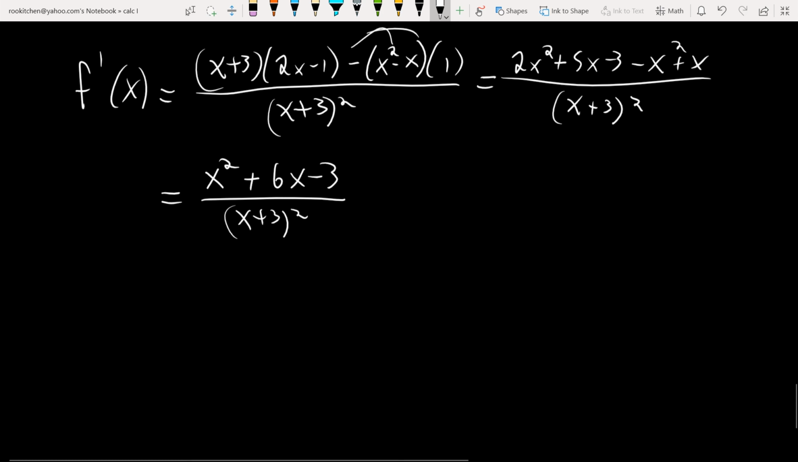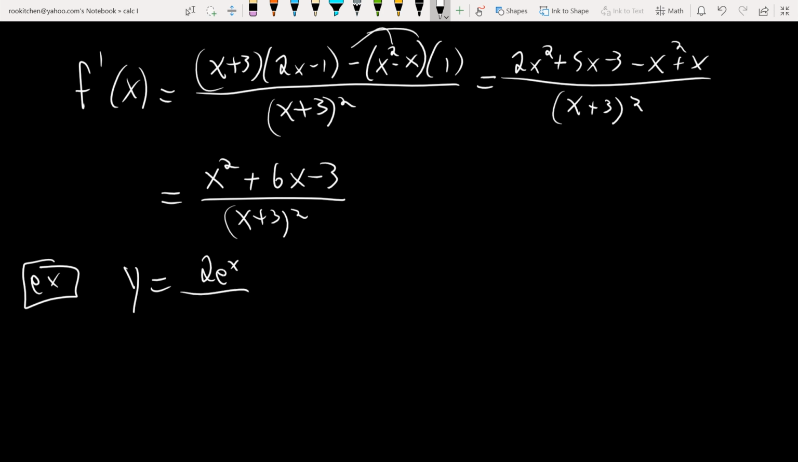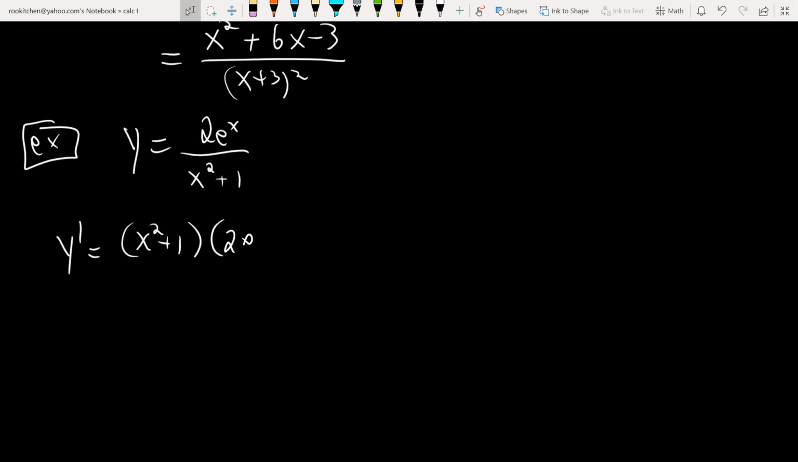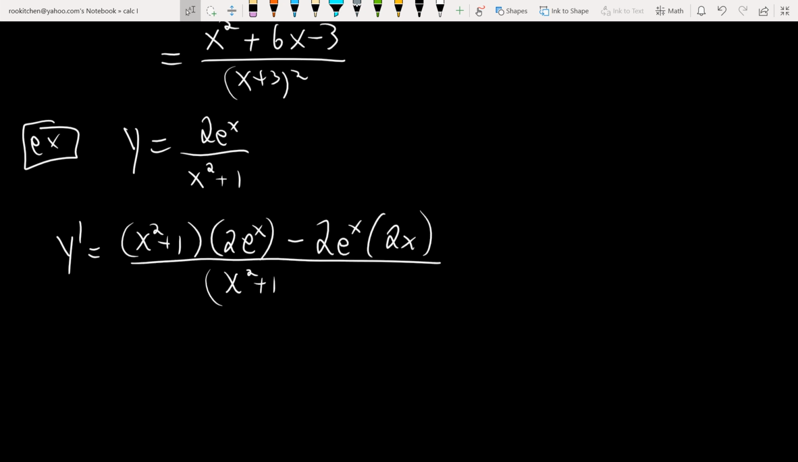All right, well, let's look at maybe one more. Okay. So another example. Y, and we've got some exponential stuff, of course. Every once in a while that happens. So 2e to the x over x squared plus 1. Okay. Look at it. So y prime: low is x squared plus 1 times the derivative of the high. Leave the 2 alone. The derivative of e to the x is e to the x. Minus the high, 2e to the x, times the derivative of the low. Derivative of x squared is 2x. The derivative of 1 is 0. Okay, so that's all over x squared plus 1 squared.